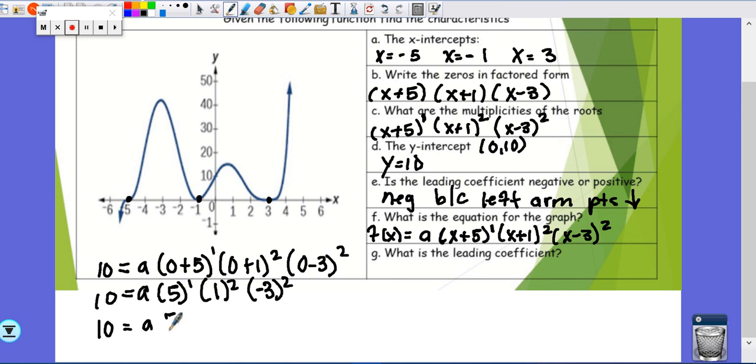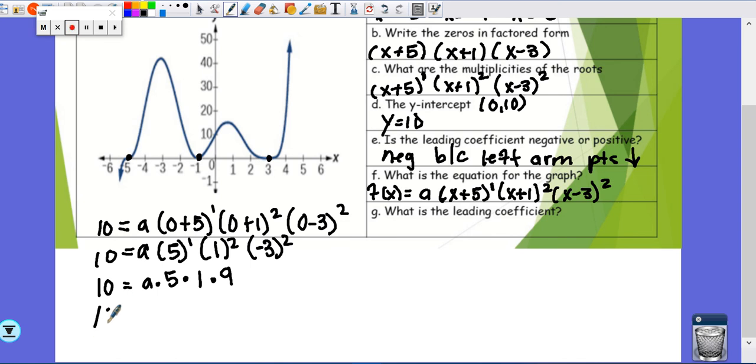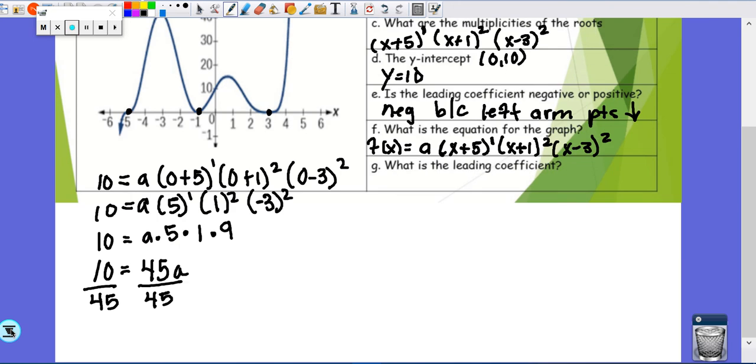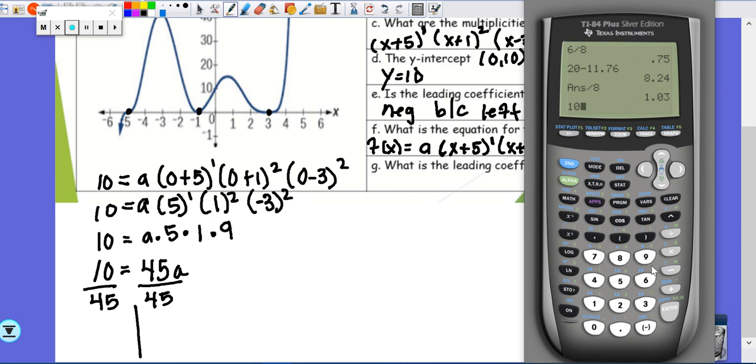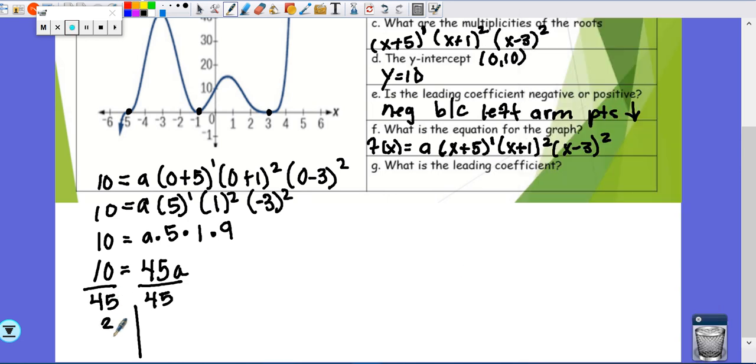Alright, 5 to the first power is 5, times 1, times 9. All of this is multiplication, and you can use your calculator to help you get that. So this is going to be 45. So we get 10 equals 45a. Divide by 45, divide by 45, so 10 divided by 45, and we get 2 over 9 equals a. So here, the a, which is the leading coefficient, is going to be 2 over 9.